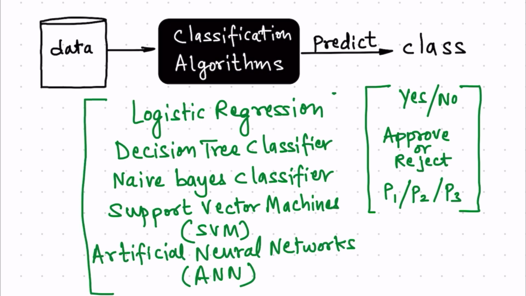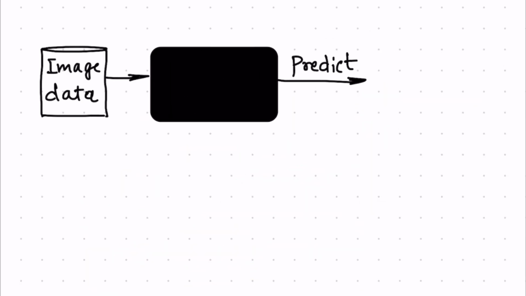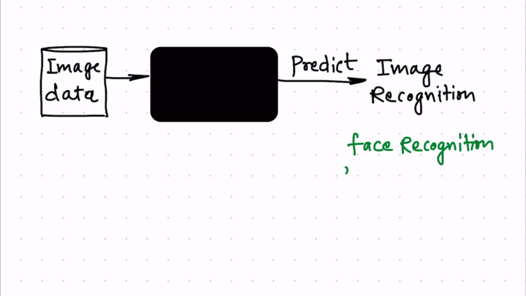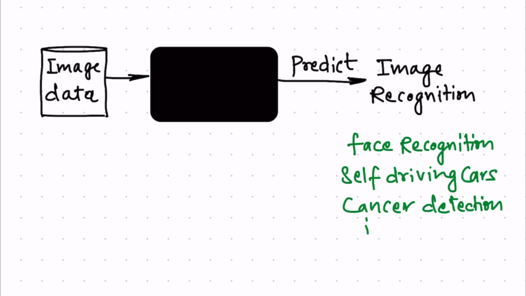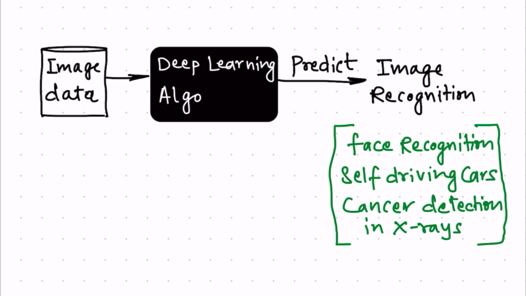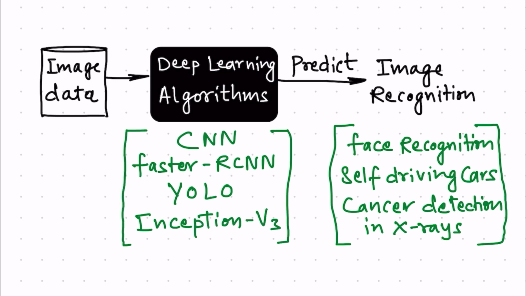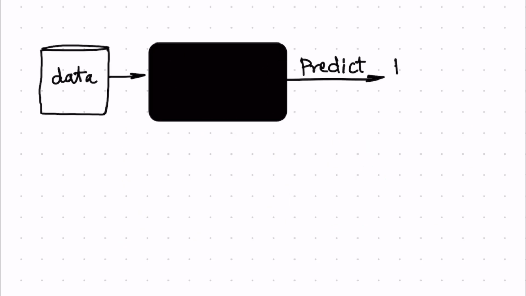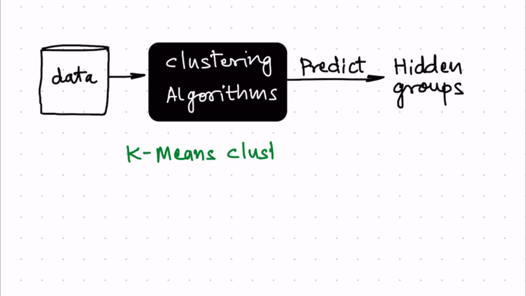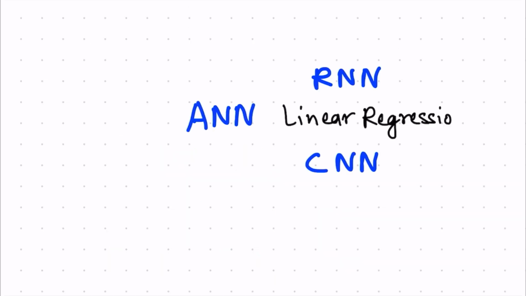If you want to do any kind of image recognition like face recognition, self-driving cars, or cancer detection in X-rays, then use deep learning algorithms like convolutional neural networks, faster region-based convolutional neural networks, faster RCNN, You Only Look Once, the famous YOLO, and Inception V3, the Google Net, etc. If you want to find hidden groups in the data, then use clustering algorithms like k-means clustering, hierarchical clustering, or DB-scan, so on and so forth.